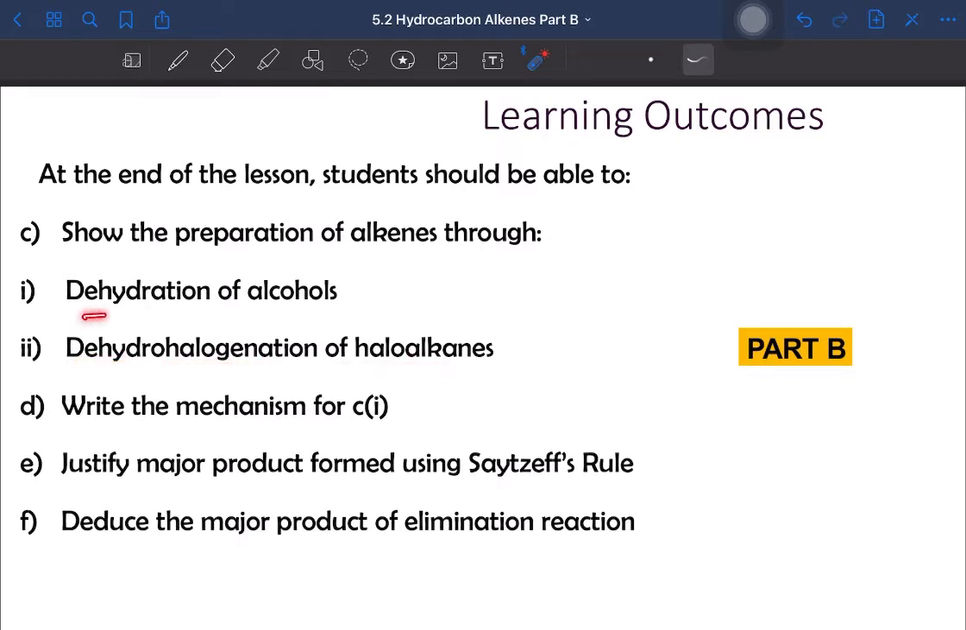So the dehydration of alcohol means that we need to remove water to form alkene, and for haloalkane, we need to remove one hydrogen atom as well as one halogen atom to form alkene. Then we are going to write the mechanism for the dehydration of alcohol, and justify the major product formed using Saytzeff's rule, and last but not least we are going to deduce the major product of elimination reaction. Alright, so let's get started.